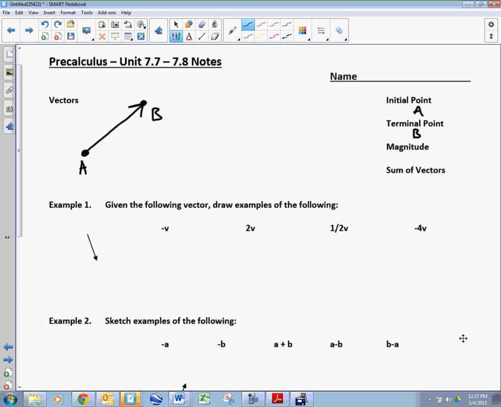There's two important characteristics to vectors, and one is direction. We'll use an angle to represent the direction of a vector. And then there's also the magnitude of the vector, and that's the length of the vector. And then we can also add vectors, subtract vectors, do all sorts of cool things.